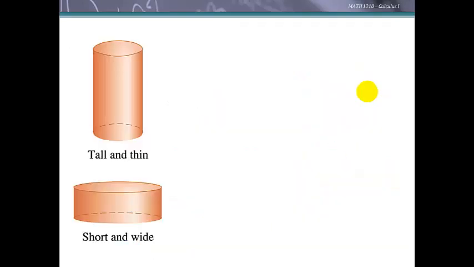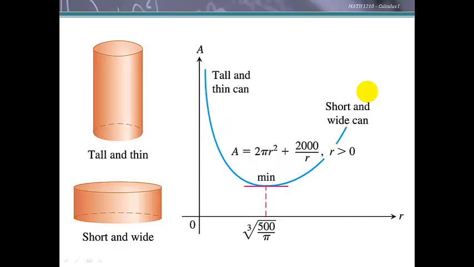Let's go ahead and look at some of the possibilities. It could be a tall thin can or a short wide can, and this area function that we're trying to minimize, here is the graph, and you can see that we found this place where that area was at a minimum. So the optimal can size in order to use the least amount of material would be when this radius was the cube root of 500 over pi.